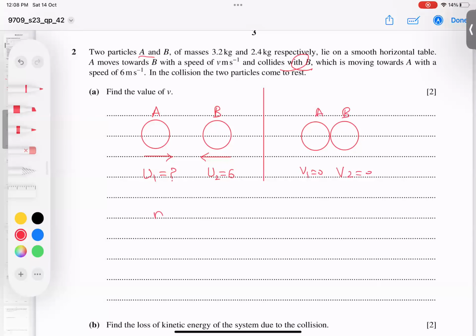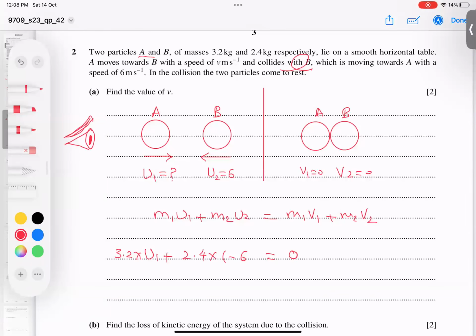And what is the formula used? M1 U1 plus M2 U2 equals M1 V1 plus M2 V2. Because both these velocities are 0, I will not waste my time finding this one. Mass of A is 3.2, so I'm writing here 3.2 into U1, which is my question. Mass second is 2.4 into negative 6. Why, sir? It is a very important point. Let's say this is the observer's eye.